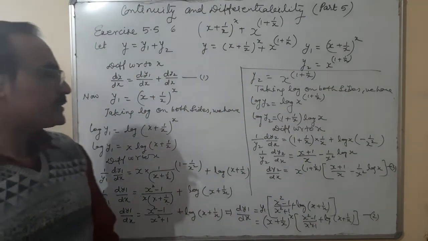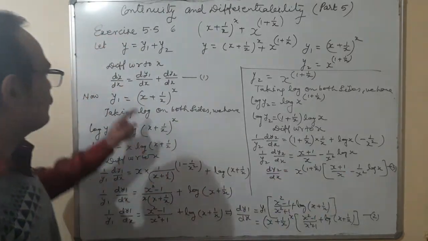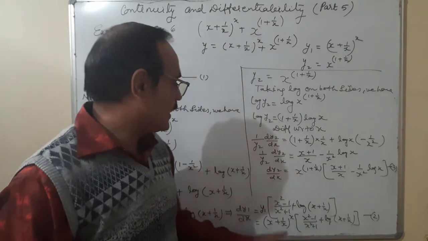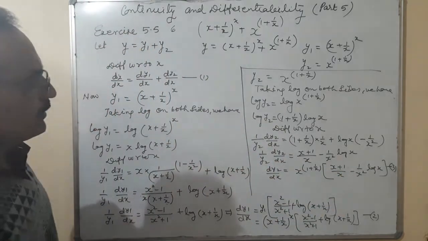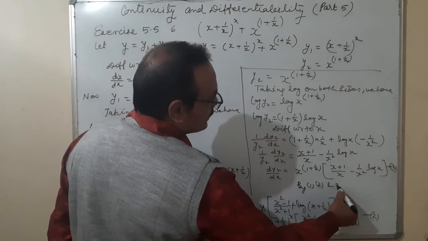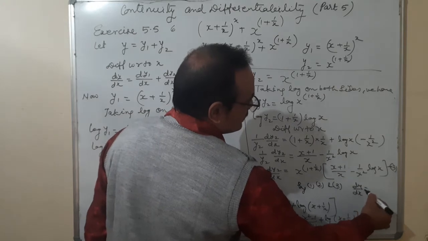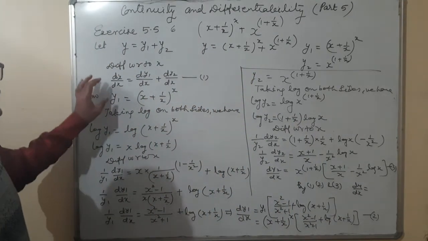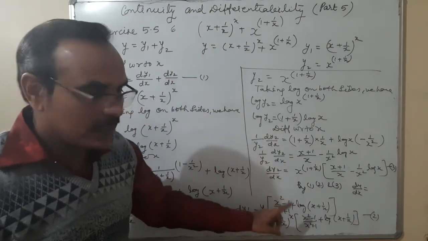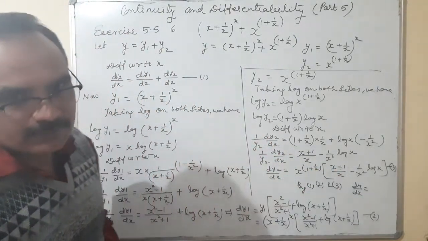Now let us see equation number 1, 2 and 3. Here we'll put the value dy by dx is equal to dy1 by dx, that means this term, plus this term. So by 1, 2 and 3 we get dy by dx is equal to dy1 by dx, that means this term, plus dy2 by dx, third term. And that is the answer of this question.